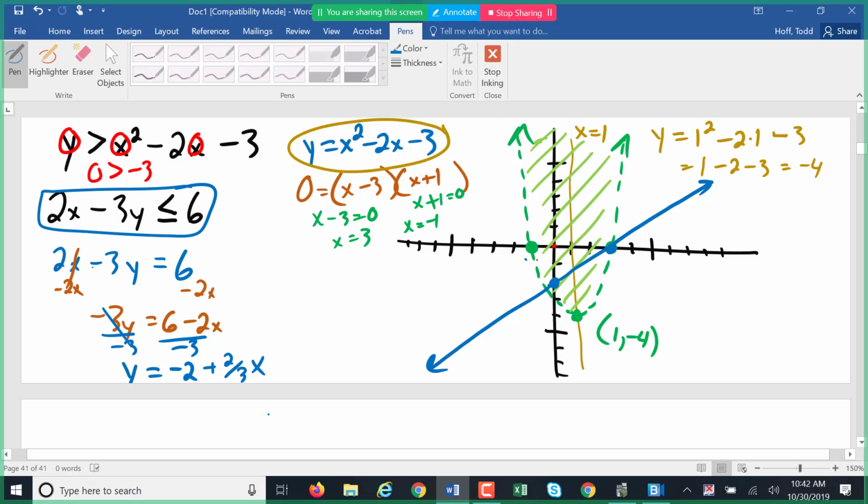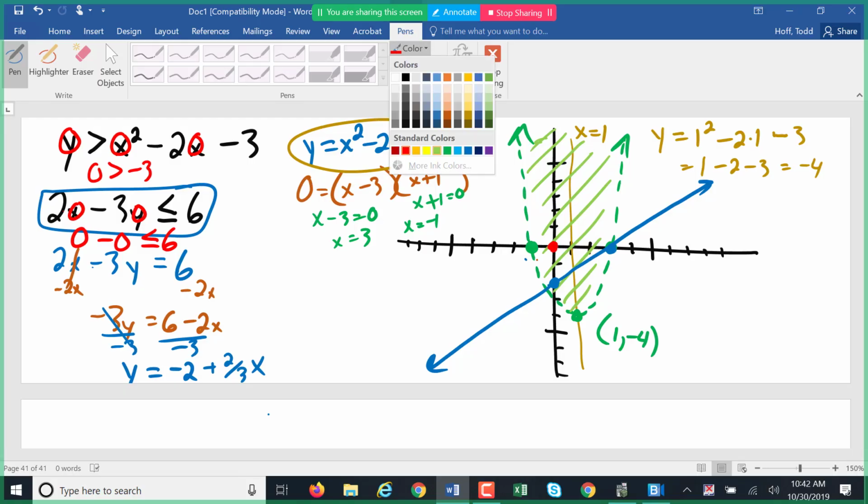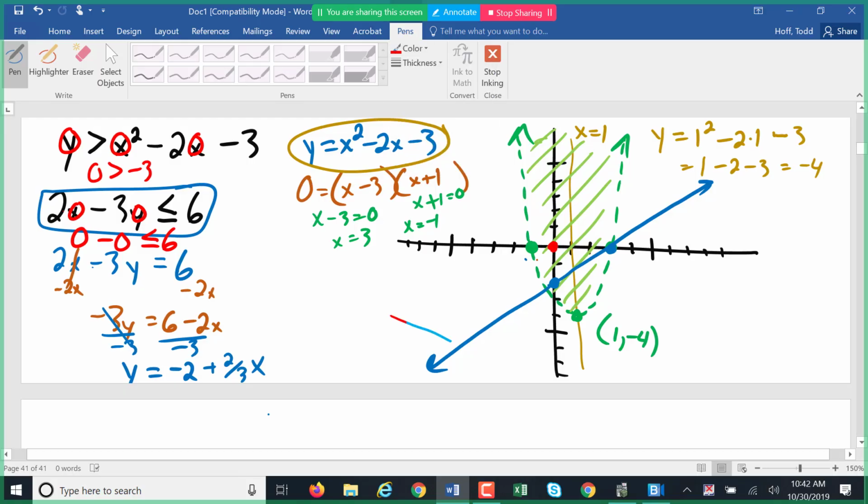Let's test the origin again. The origin is obviously above the line, above and to the left. So let's put in (0, 0) here. Well, 2 times 0 is 0, minus 3 times 0 is also 0. 0 minus 0 is less than or equal to 6. So since that point is true, that is the side of the graph that we shade.